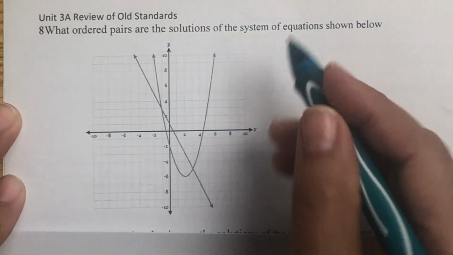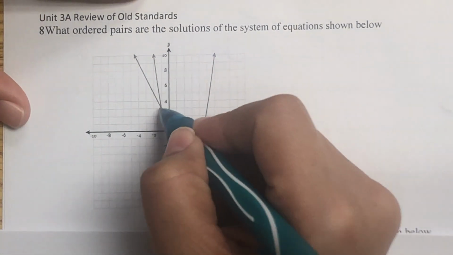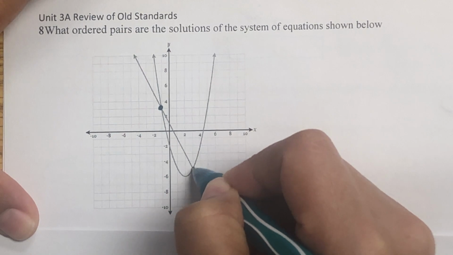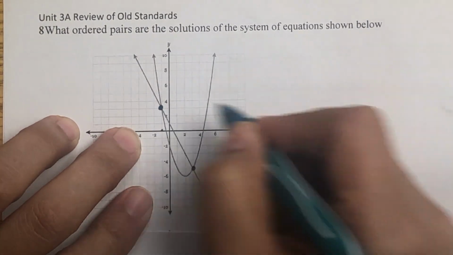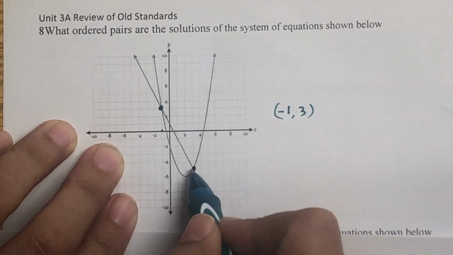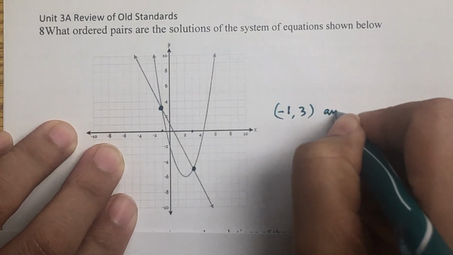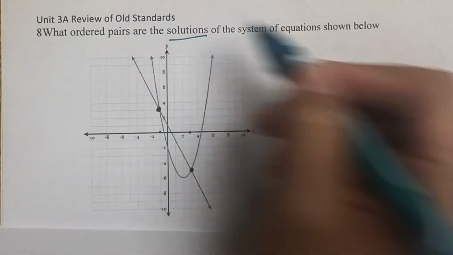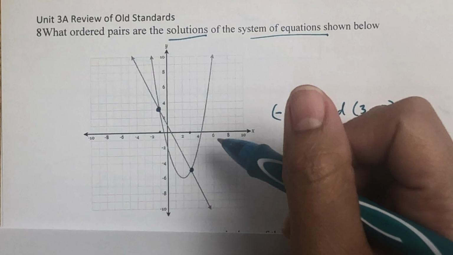Which ordered pairs are the solutions to the system of equations? Listen, the solutions are where two lines are meeting. So where are they meeting? They're meeting right here. And where else do these two lines meet? Right there. So all you have to do is write those down. So this is negative 1, 3. And then this one is 3, negative 5. So remember, solutions of a system of equations is where the lines are intersecting.